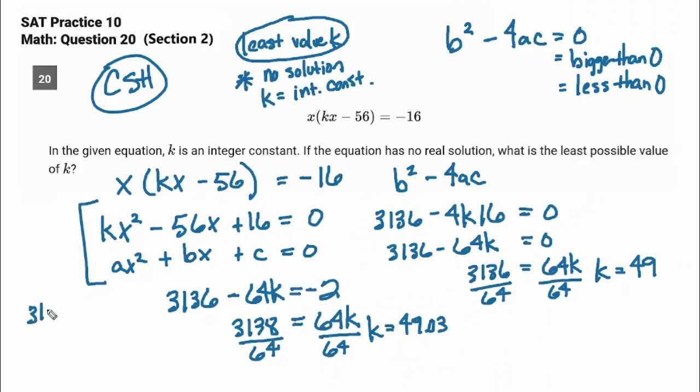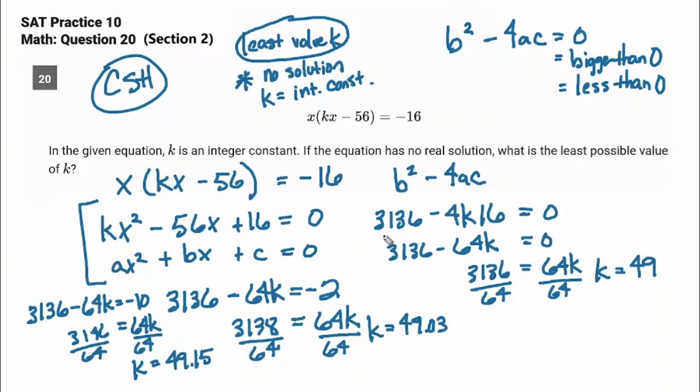How about 3136 minus 64k equals negative 10? If I do that, again, 64k goes over here. 3146, divide both sides by 64. I'm expecting another nasty decimal. And that's what I get. I get k is 49.15. How does this help me?